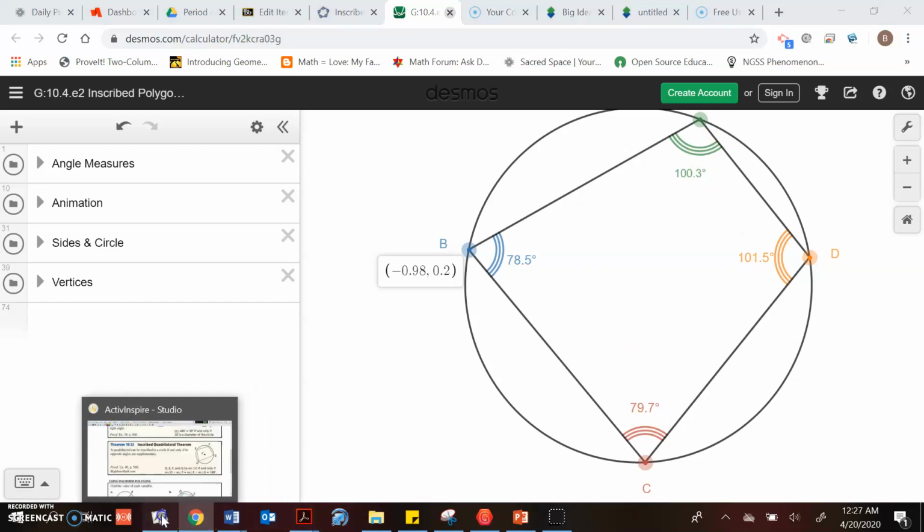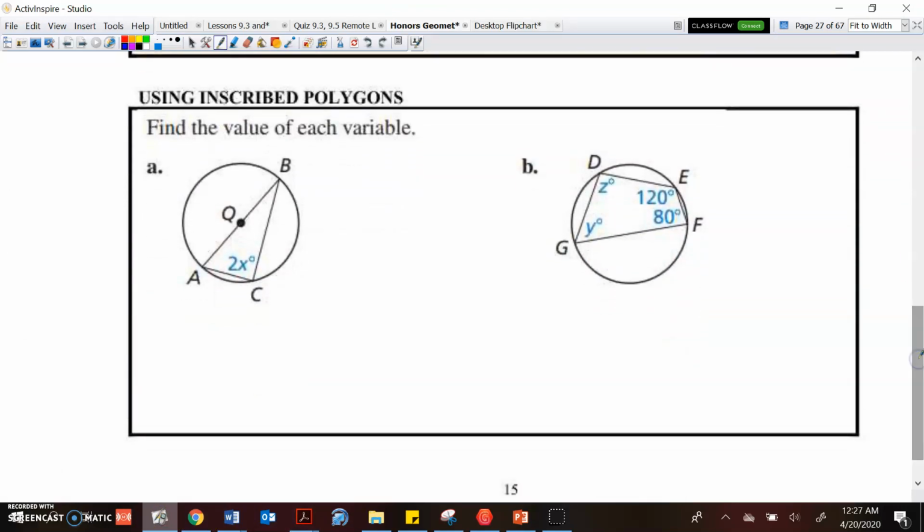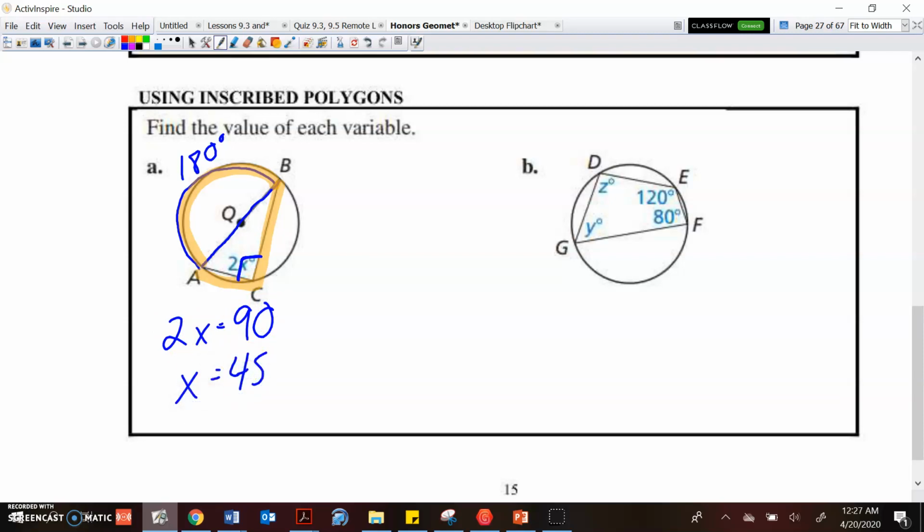Alrighty, so back to our notes. Let's try some. Find the value of each variable. They give me that this is a diameter, so this here must be 180 degrees. And this arc is also the intercepted arc of this inscribed angle, so this must be half. Half of 180 is in fact 90, so I can say that 2x equals 90. Not that we have to set that up, but x must be 45. For the second one, with inscribed polygons, opposite angles are supplementary, so z is equal to 100, and y is equal to 60, because these are supplementary.